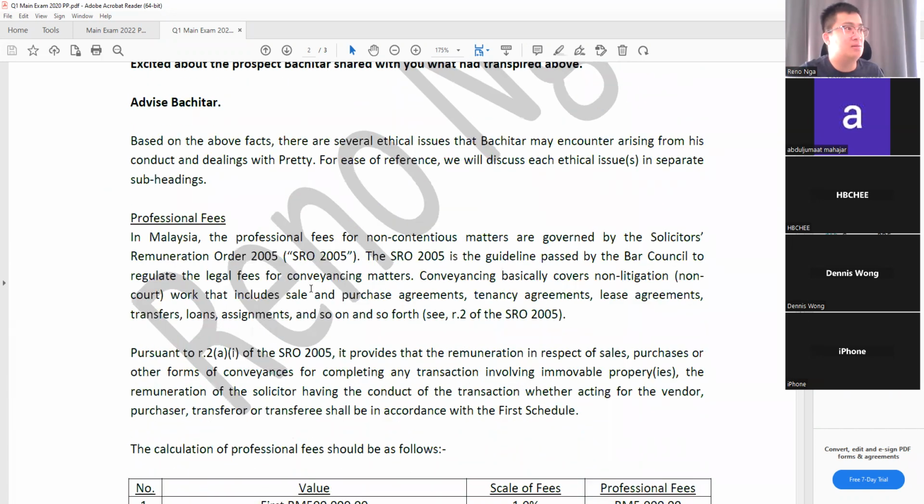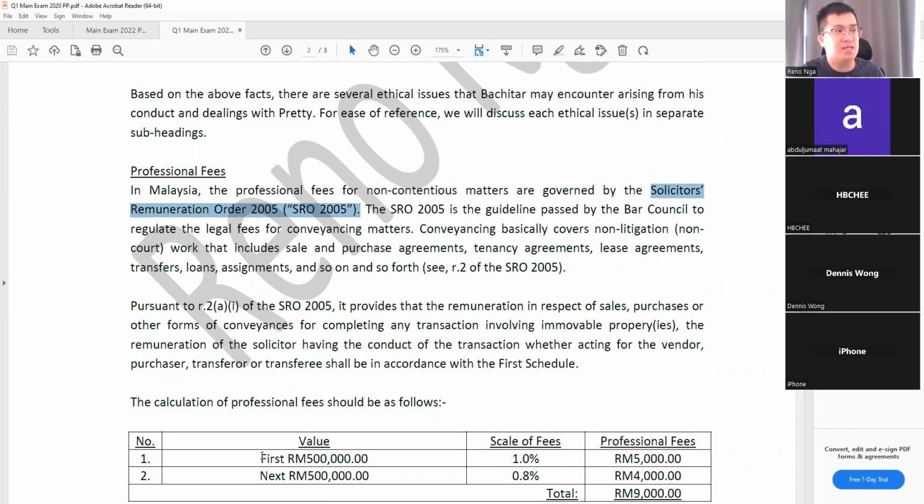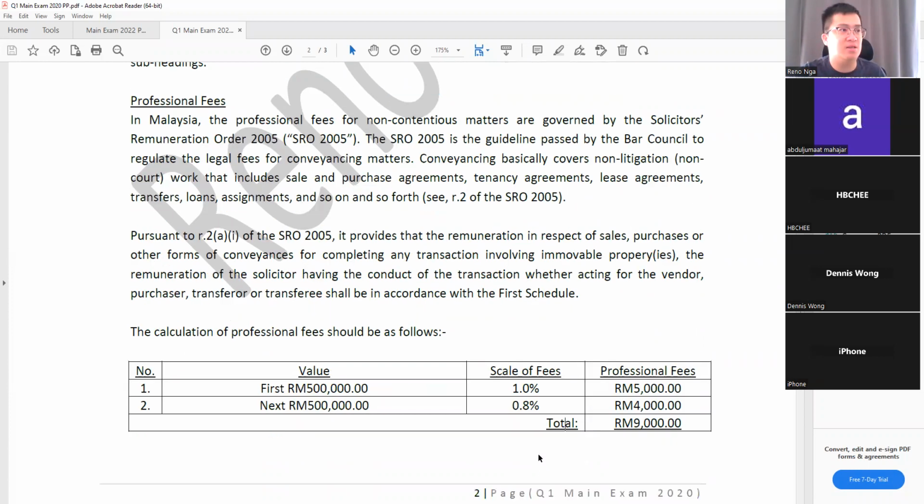Pursuant to the Solicitors' Remuneration Order, the calculation should be like this. First 500, 1%. It's divided, by the way: first 500 and then the next 500. It's not that we use the 1 million times 0.8, because I know a lot of people will straightaway use that figure. But actually, you need to use the first 500 times 1% first, and then the next 500 times 0.8%. So this should be the calculation in this table. But never mind, if whoever doesn't understand, then we go into details later.